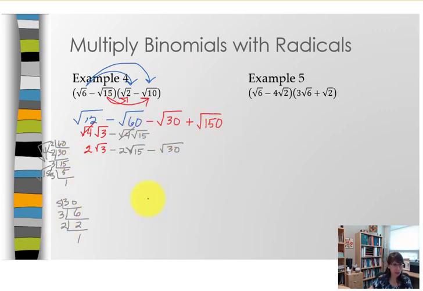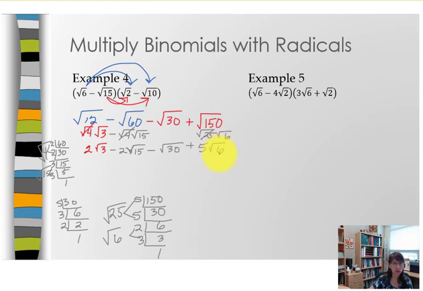Last, 150. Let's see how that's going to simplify. It ends with 0, so I know it's divisible by 5. 5 goes into 15 3 times, and into 0 no times. So 30 is divisible by 5, leaving 6. And we know 6 is divisible by 2, leaving 3. Divide by 3 leaves 1. So here we did form a perfect square of 25 multiplied by 6. So we can add at the end here square root 25 square root 6. That means we're adding 5 square roots of 6.